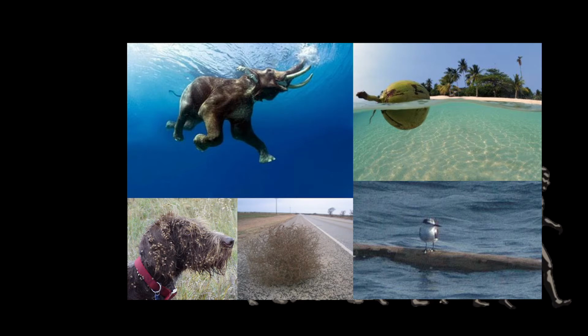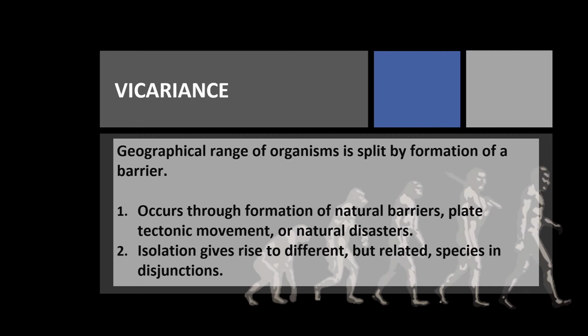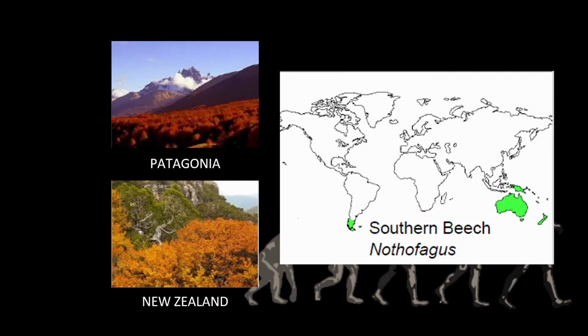Another process is vicariance. This occurs through the formation of natural barriers, plate tectonic movements, or natural disasters. This kind of isolation brings forth different but related species separately. Let's take for example the southern beech, or Nothofagus sp., which are native to both South America and Australasia. Could it be possible that these two continents were once joined together?